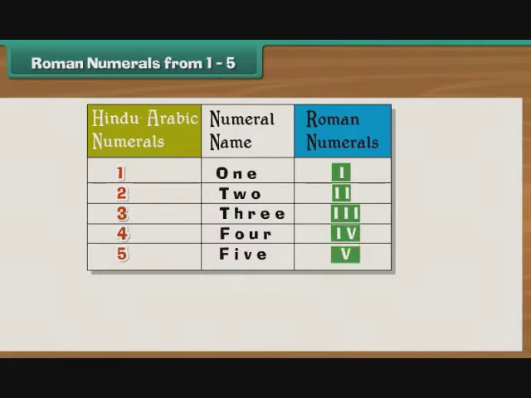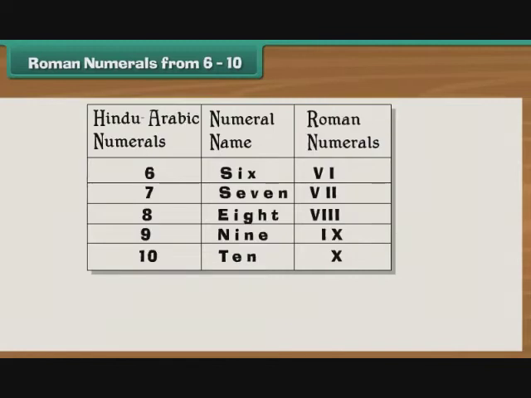As you have seen, V represents the numeral 5. 4 is 5 minus 1, hence it is expressed as IV. It means V minus I, that is 4. Therefore, whenever the Roman numeral I precedes another Roman numeral, it represents a number which is one less than the second Roman numeral.